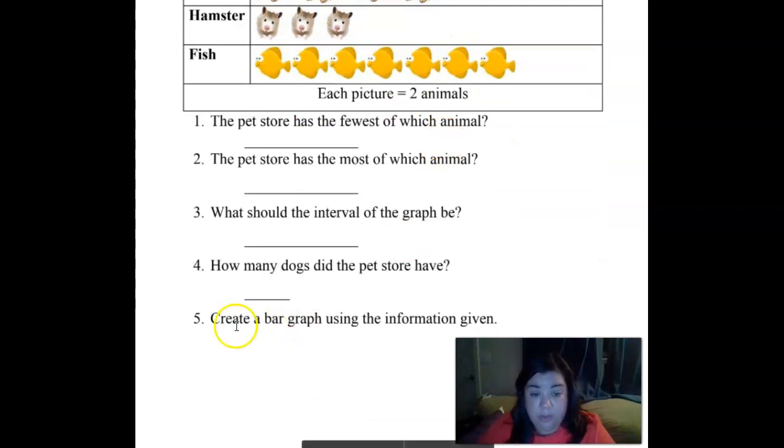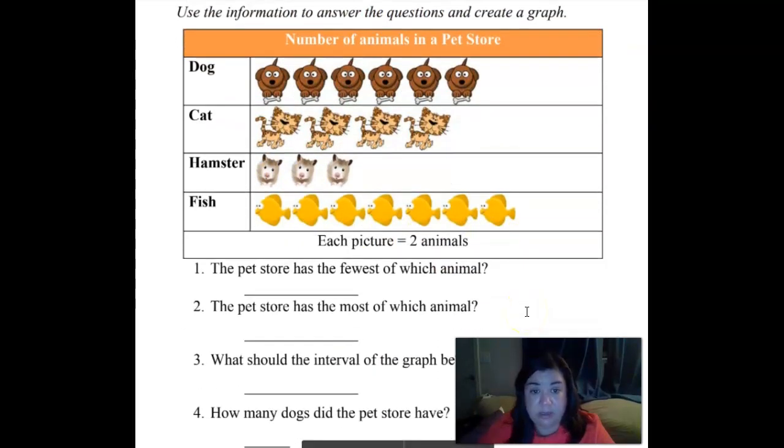Okay, so now it wants you to create a bar graph using the information given. So you can write on your whiteboard, there were 6 dogs, 4 cats, 3 hamsters, and 7 fish. Or maybe you can pause it and see this information, but it's important that you practice making this bar graph because that might be something you have to do on a test. So it's really important you know how to do that. So pause that video, make your bar graph, and then come back and check.